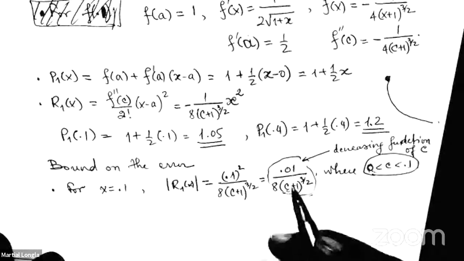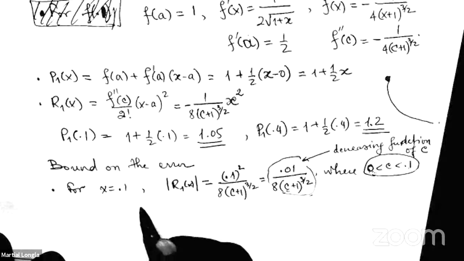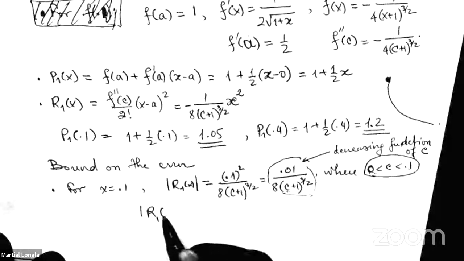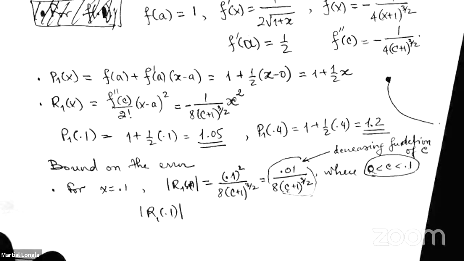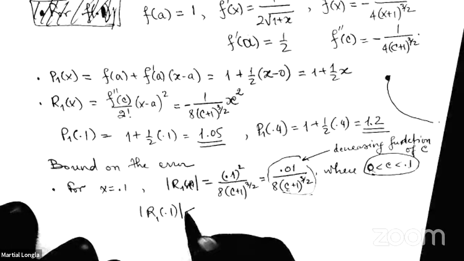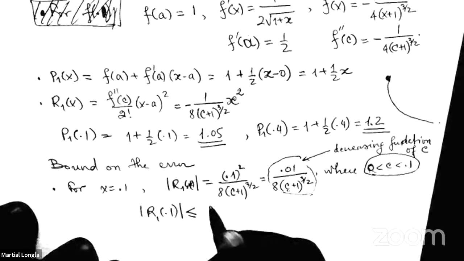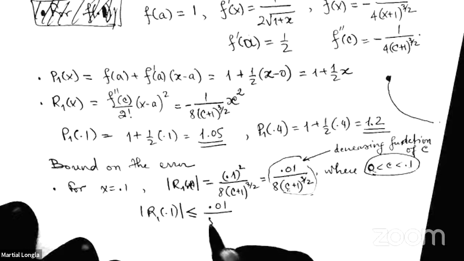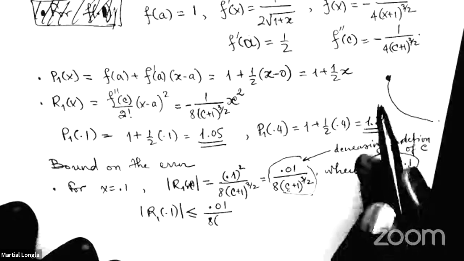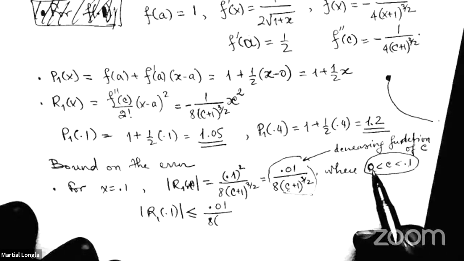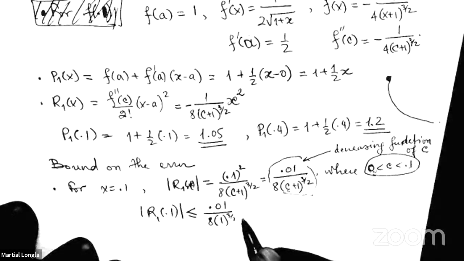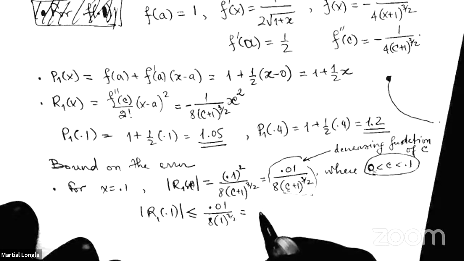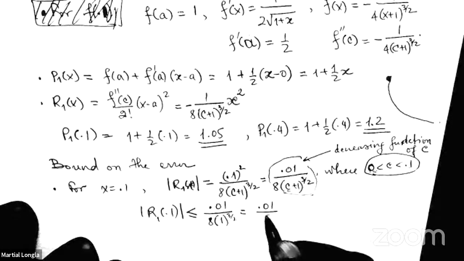And so we are going to plug in 0 and say the absolute value of R1 of 0.1. So here we could put 0.1, right? Because we are using 0.1. It's less than or equal to 0.01 over 8. And then we plug in the smallest value of c, to get the largest value of the function. Here it's 0. We plug in 0, we get 1 to the power 3/2. So this thing is 0.01 divided by 8.